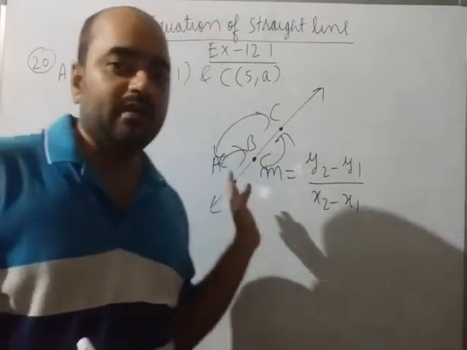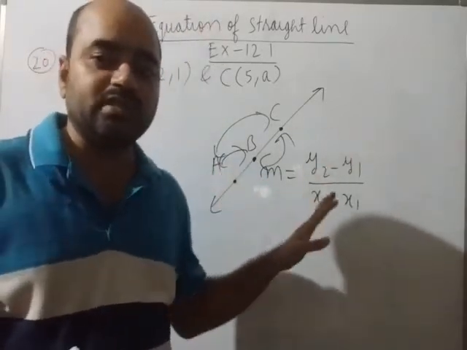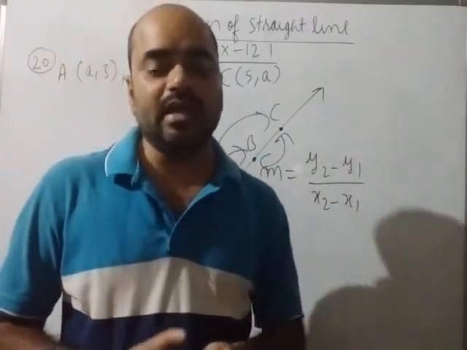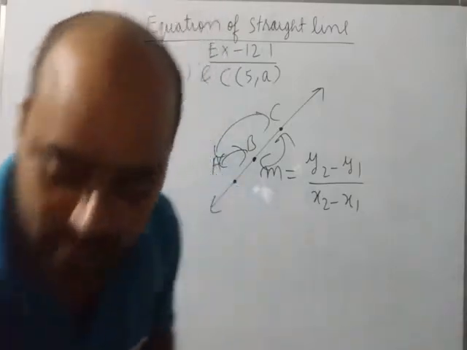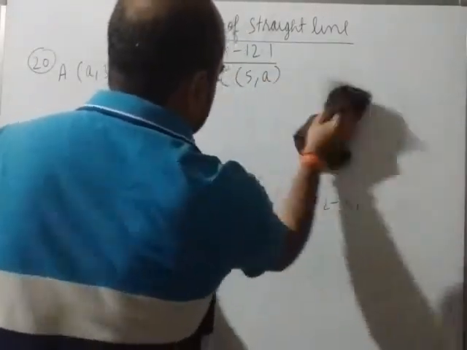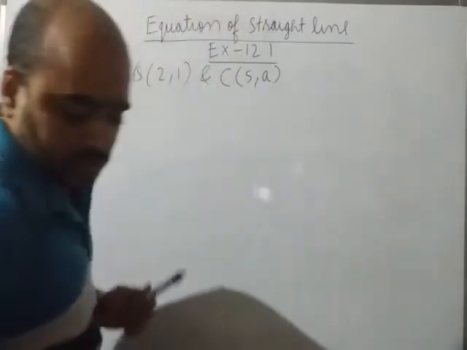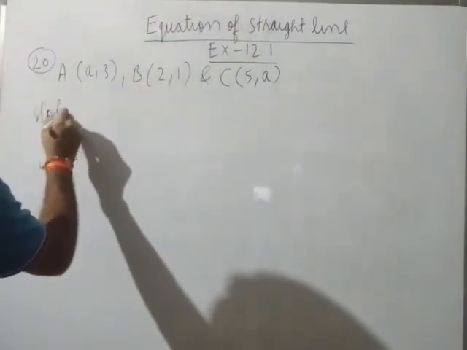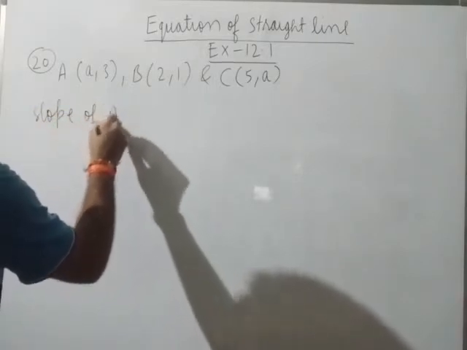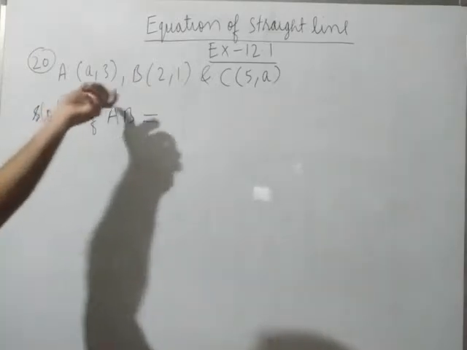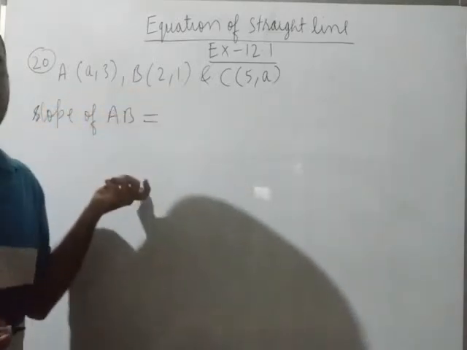But here we are not going to prove. The question already says the points are collinear, then find the value of a. In that case, we will calculate the slope. It means we calculate the slope of AB. So what is the slope of AB? We can apply the formula.